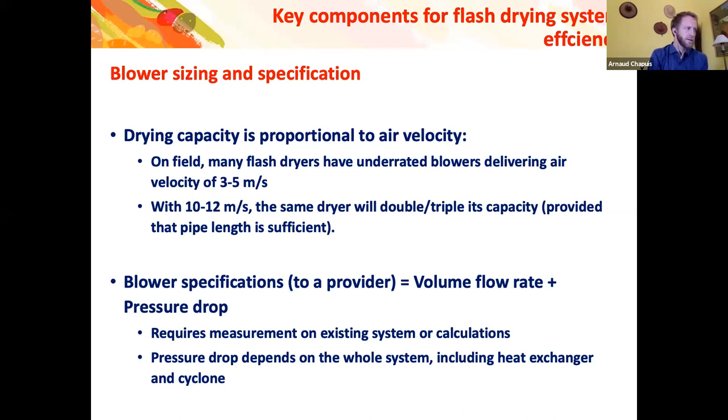So this is why it's very important to specify blowers properly. To specify a blower to a provider, you will need to give them the volume flow rate you want and the pressure drop. The pressure drop can be measured on existing equipment, or it can be calculated. We provide a tool to do this calculation. The pressure drop needs to be calculated on the whole system. That means the blower will be the last equipment you dimension, because the heat exchanger, the dryer and the cyclone all have an impact on the pressure drop.